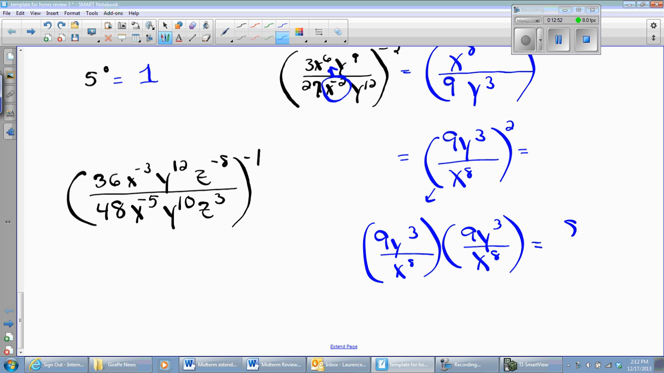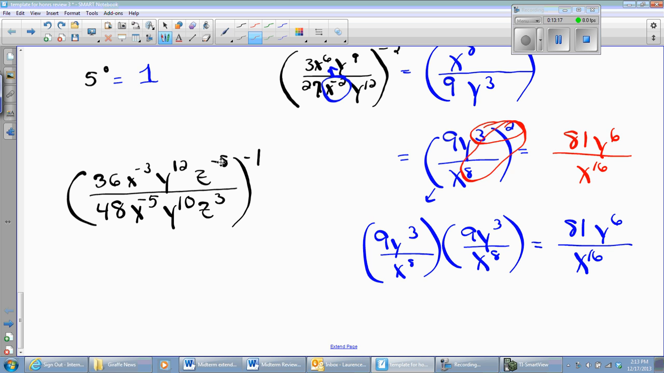9 times 9 is 81. Y cubed times y cubed is y to the 6th. And x to the 8th times x to the 8th is x to the 16th. Now I could have gotten that answer by squaring 9, multiplying my power to a power to get y to the 6th, and then multiplying the 8 times the 2 to get x to the 16th. Either way, the important thing is to get the right answer. Okay, I think that's it.